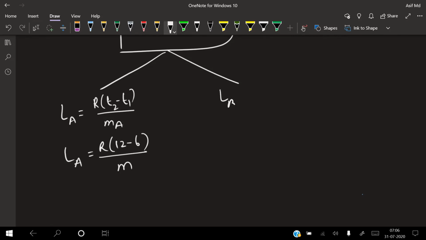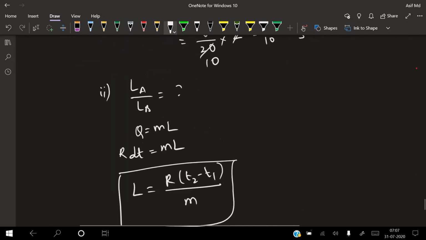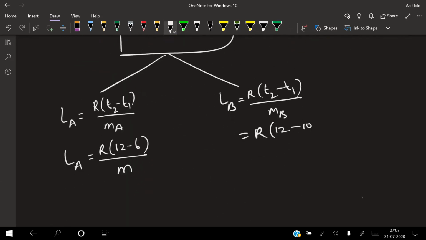The same way latent heat of B is equal to R into T2 minus T1 divided by the mass of B. So that is equal to R into T2, for this one is also 12, but T1 how much for me? See in the problem? T1 is 10. So that is equal to R into 12 minus 10 divided by the mass of B. Mass of B is how much for me? 2 times M.